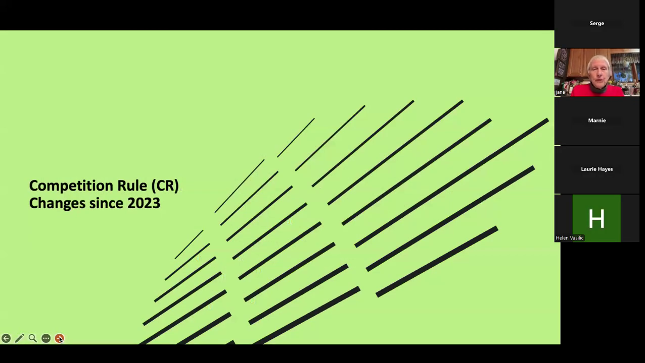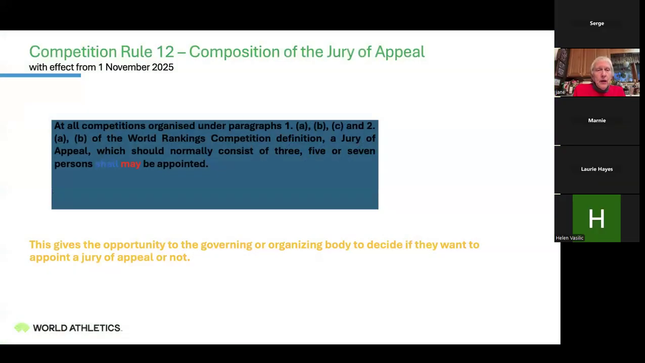First, we'll go through competition rules. There's not a whole lot of those. But the first one is Rule 12, dealing with jury of appeal. At all competitions organized under paragraphs 1A, B, C, and 2A and B of the World Rankings Competition definition, a jury of appeal, which normally consists of 3, 5, or 7 persons, may be appointed.